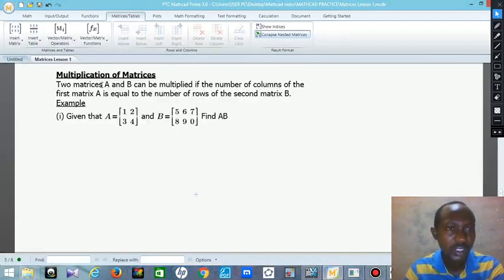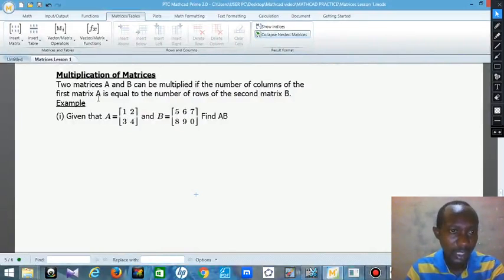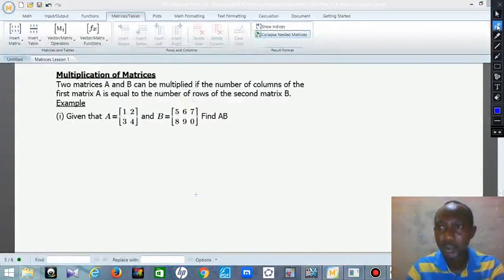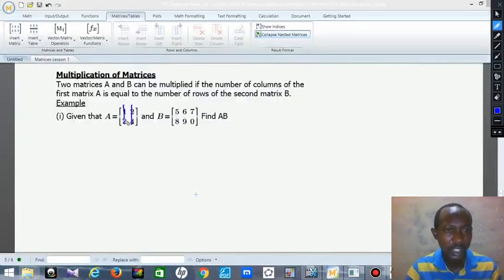We said two matrices A and B can be multiplied if the number of columns of the first matrix A. So what we mean by this is the first matrix that is multiplying the second matrix. For example, this example we have here says A times B. So A is the first matrix. So because A is multiplying B, take note. So we said if the number of columns of the first matrix A is equal to the number of rows of the second matrix. Let me get my blue pen so that we can get it very well. It says if the number of columns of the first matrix, so this is the first matrix. This is the first column, 1, 2. First matrix has 2 columns.